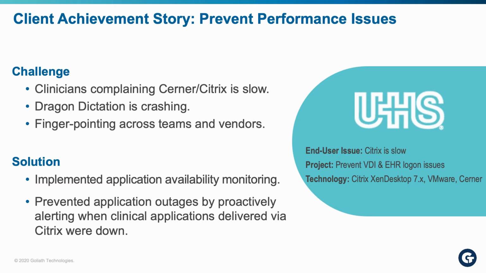And with Goliath, we implemented a solution that allowed them to go out and test application availability. They tested it through Citrix, Horizon, making sure that those environments, they were a Citrix customer, were readily available, making sure Cerner was available. And they ran those tests across multiple locations, and they continually ran those tests throughout the day, alerting anytime an issue was found. Because of this, they are able to prevent outages, they're able to prevent slowness, and ultimately deliver better patient care.